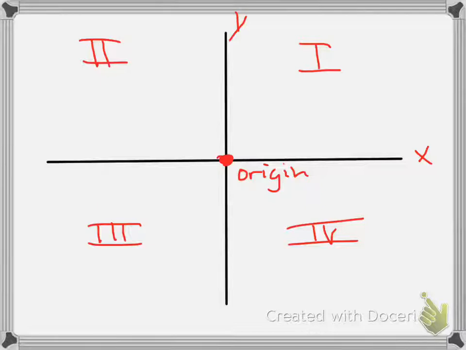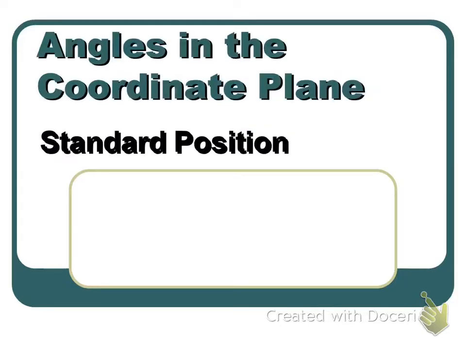We are graphing angles in the coordinate plane, so it's extremely important that we understand quadrant 1, quadrant 2, quadrant 3, quadrant 4, the x-axis, and the y-axis. Everything that's positive goes counterclockwise, and everything that is negative is going to go clockwise. All right? Any questions about the coordinate plane? All right, let's get a definition in.